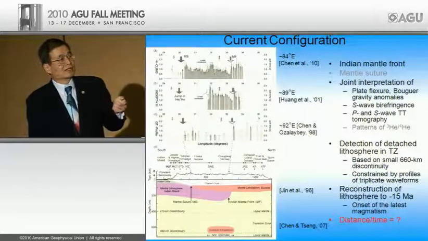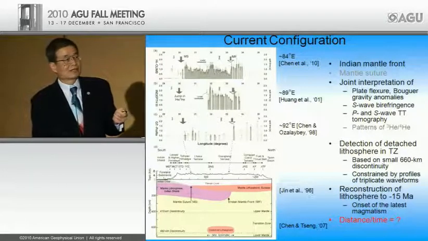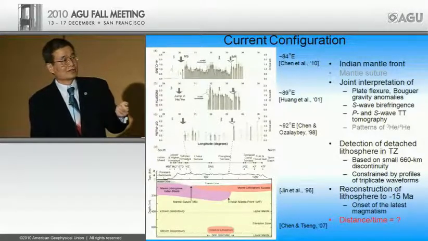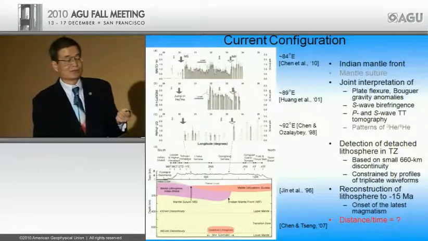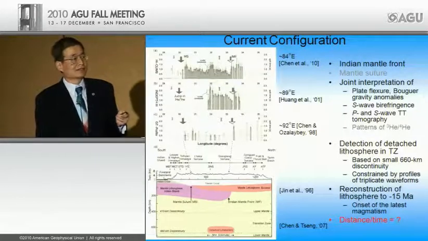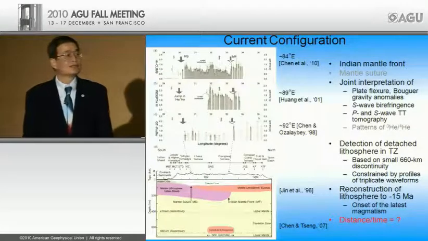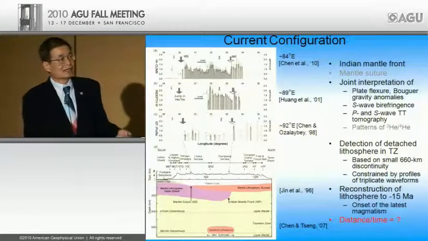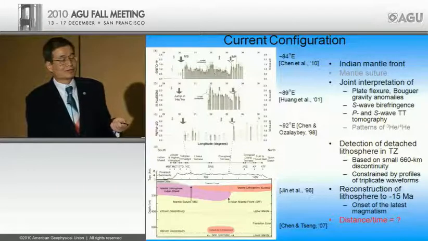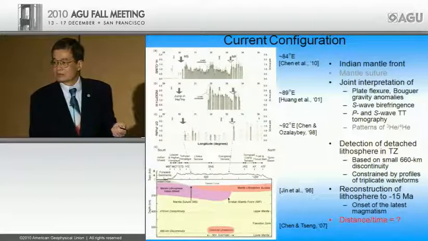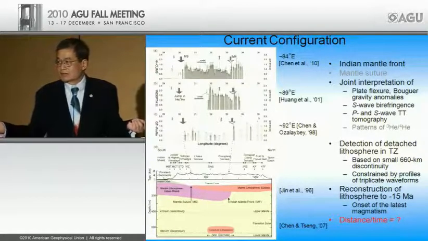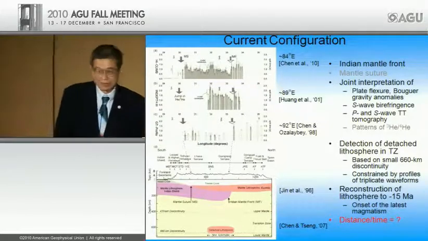Anyway, everything up to this point is about space. Right? We do have constraint on timing because in northern Tibet over here, there's a thermal event. There are volcanic rocks that date back to about 15 million years. And so that's the onset of the last episode of magmatism. So we have space, we have time. What is the ratio between distance and time? It's the speed of ground motion. Well, we have that too.